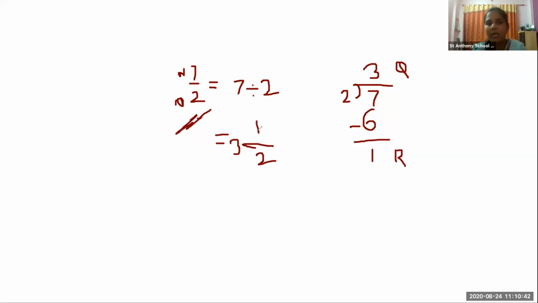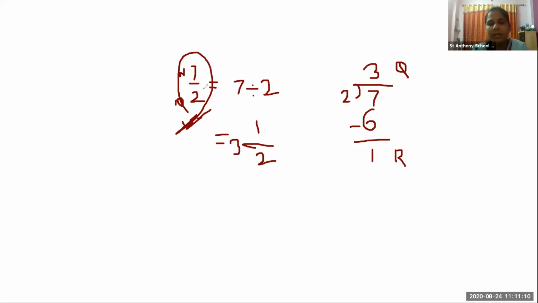Okay, again I repeat this. Please pay attention. See, in 7 upon 2, 7 is our numerator, right? 2 is our denominator. Now we have to convert this improper fraction into mixed fraction. So we will divide the 7 by 2, right? Now this 7 gets divided by 2. Now 2 3s are 6 and 1 is a remainder.